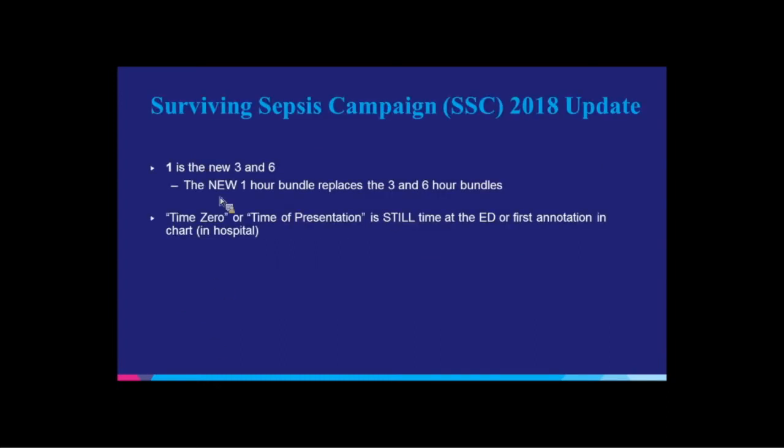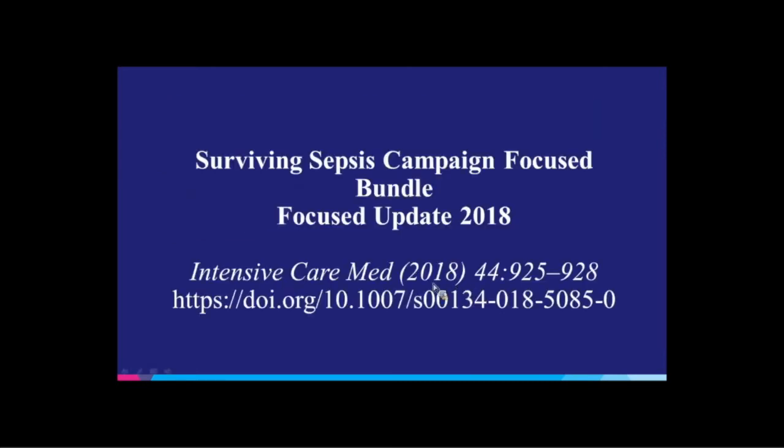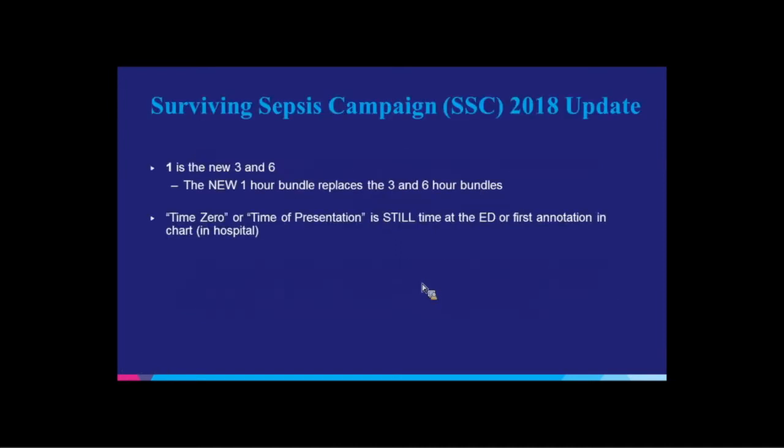So in this article, I want to say it was like March-ish. I'm sorry, I forget when. It was early in the year, though, in 2018. The Surviving Sepsis campaign, based on reevaluation of all the old data that caused them to come out with the 3 and 6 hour guidelines, said 1 hour should be the new guideline. Time 0, time of presentation, is still time at the ED or first annotation in the chart.